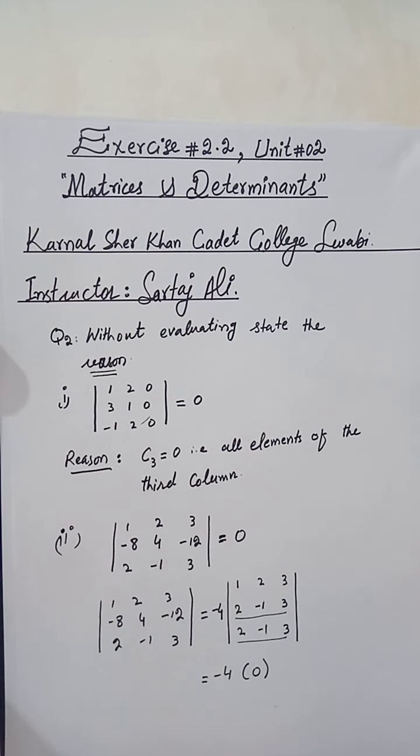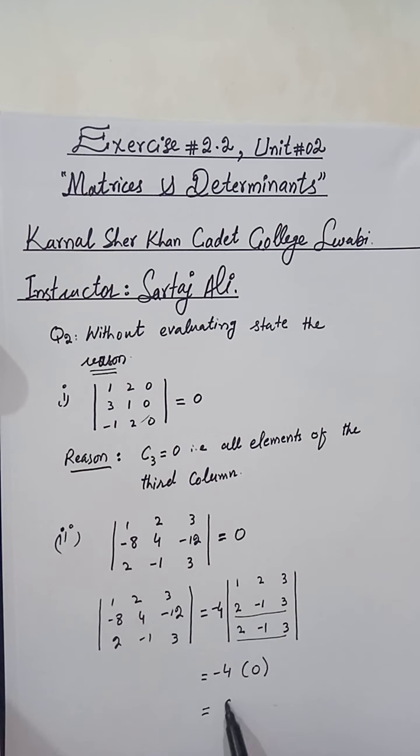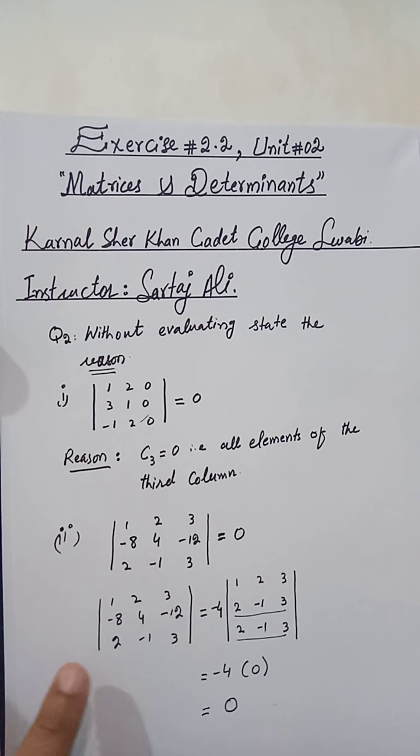Every element of row 2 and row 3 is the same. So these two rows are identical. That's why the determinant of this matrix, by that property, is 0. So minus 4 multiplied by 0, you will get 0. So you see that the determinant of this matrix is equal to 0.